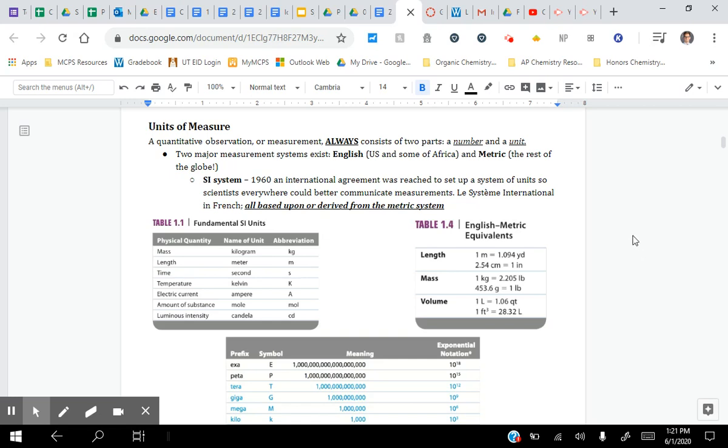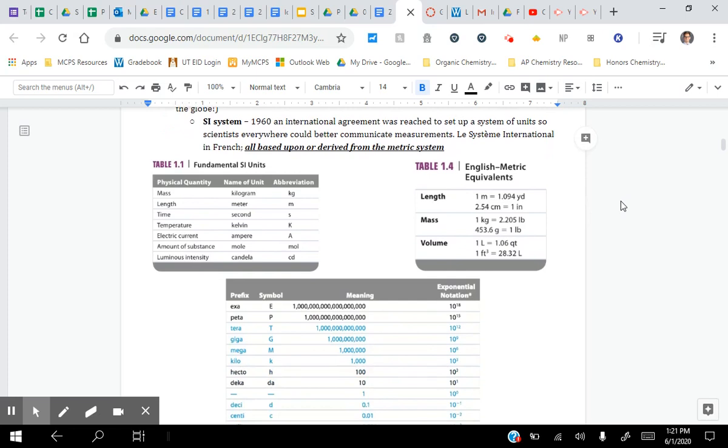In the United States, we have the English system, which honestly does not do us much good here in chemistry class. We're going to stick with metric, or the SI system, which is Système International, which is French. This is an internationally agreed upon system that primarily is derived from the metric system.